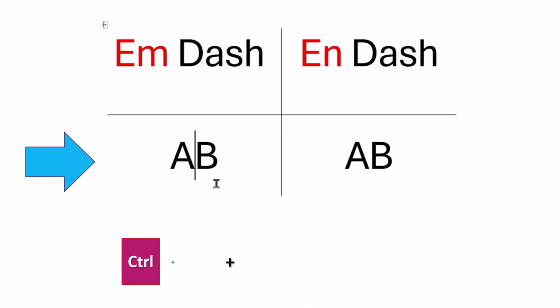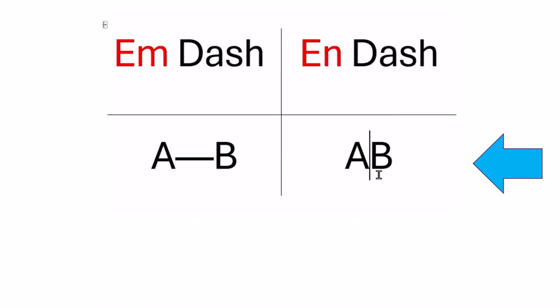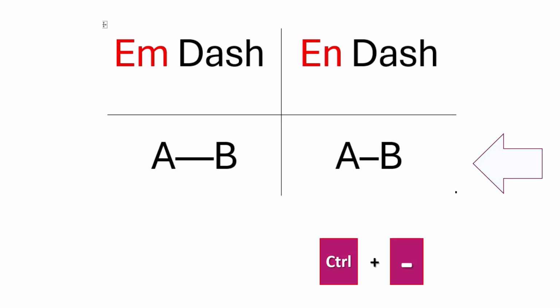Press Ctrl plus Alt and minus to insert an M dash. For N dash, press the Ctrl plus minus keys. Use the minus sign on the numeric keypad.